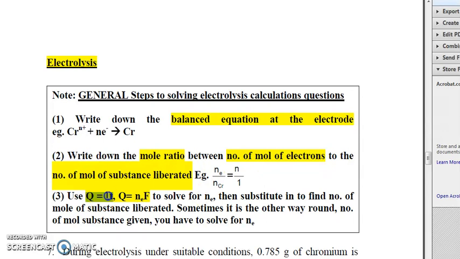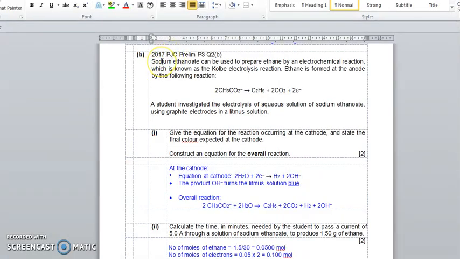Use Q: charge is current times time. Charge is also the number of moles of electrons times Faraday's constant, to solve for n. After you solve for n, sub in. After you find the number of moles of electrons, you sub in this value, and then you'll be able to find the number of moles of chromium if you know the mole ratio. And sometimes it's the other way around. I'm just going to use the PJC prelim question to run through this again with you.